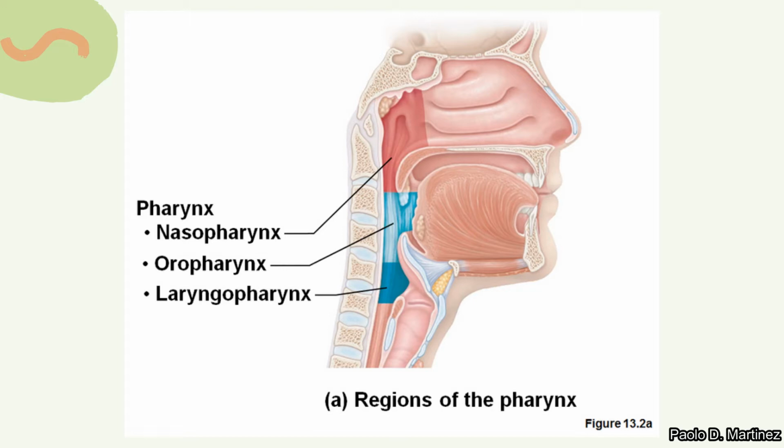First, we have the nasopharynx being represented by a deep red color. Then we have the oropharynx being represented by a sky blue color, and the laryngopharynx being represented by a deep blue color.